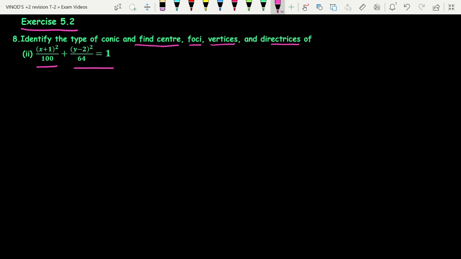Here, which denominator is greater? The x square denominator is greater, so that will be taken as a square. So the standard horizontal ellipse equation is (x − h)² / a² + (y − k)² / b² = 1.